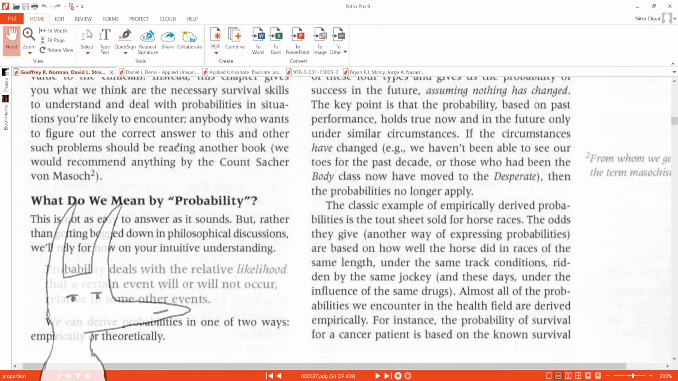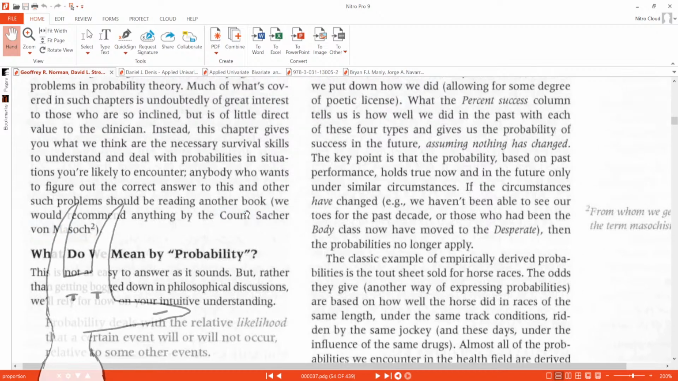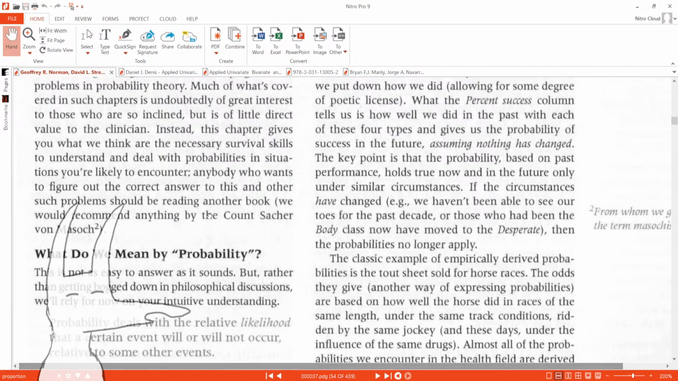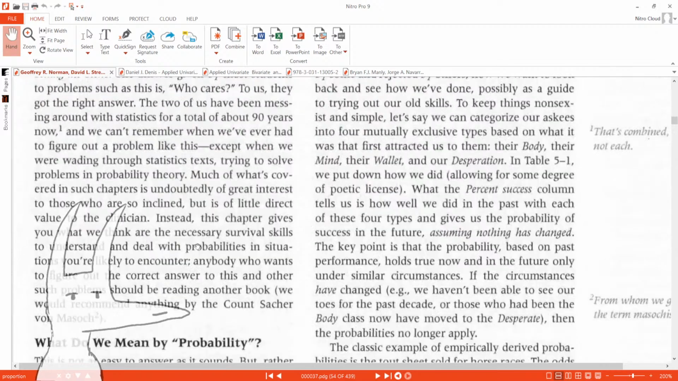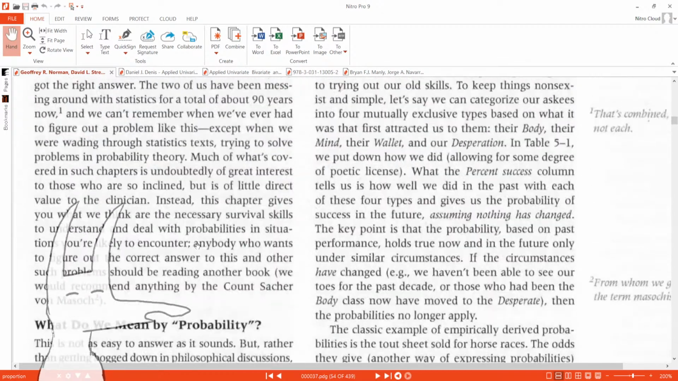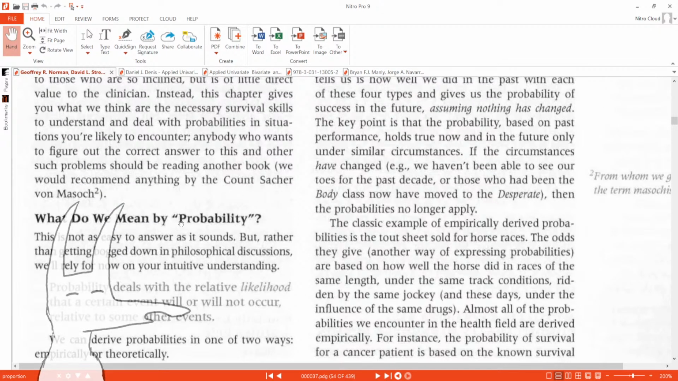Is this a real person? Or are they just trying to make a joke? Count Sacher-Masoch. It is true. But he did not write a book on probability or anything like that. This is where the term masochism does come from. It'd be a very good coincidence for the writers of this book if this guy actually did write a book on probability, but yeah. That would have made the joke a lot better, but yep.